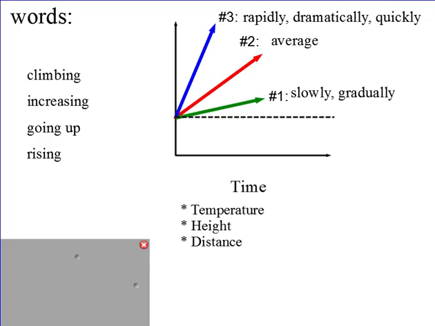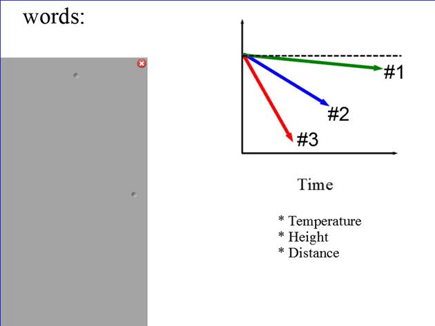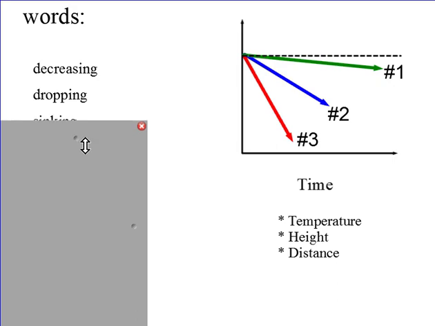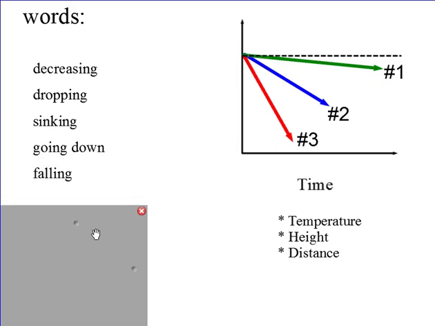Now let's take a look at going the other direction. Here we have 3 lines and they're going the other way. Again, the same idea: 1 is barely happening, 2 is an average, and 3 means it's happening dramatically or rapidly. So here we have decreasing, or dropping, or perhaps sinking, going down, or even falling. These are all great words to tell us that something is going down in relation to temperature, height, or distance over a period of time.